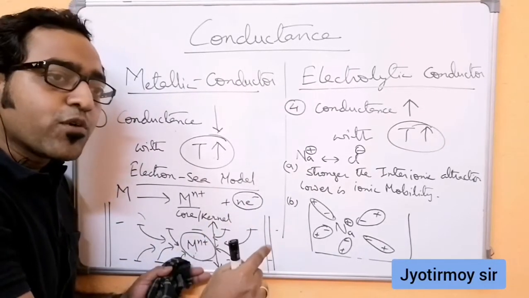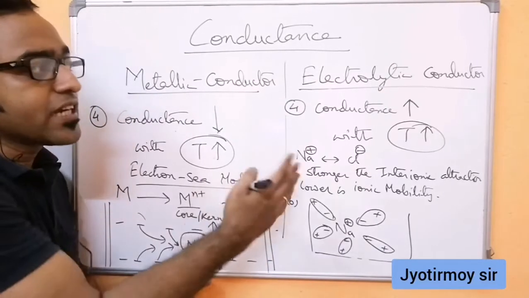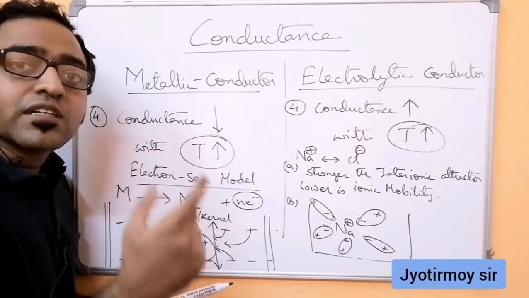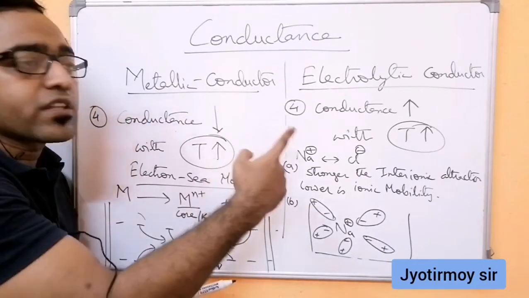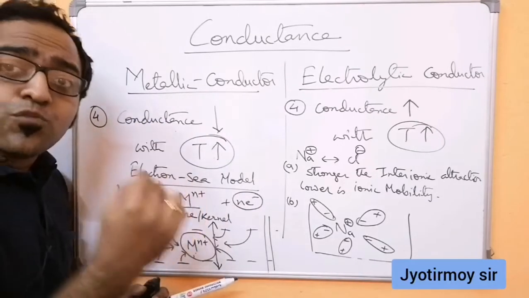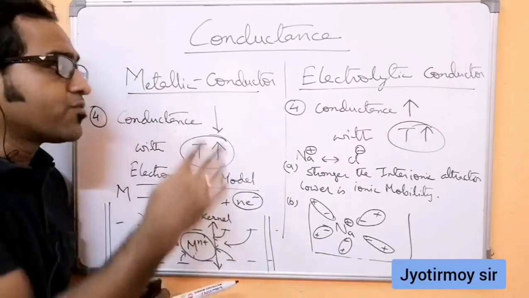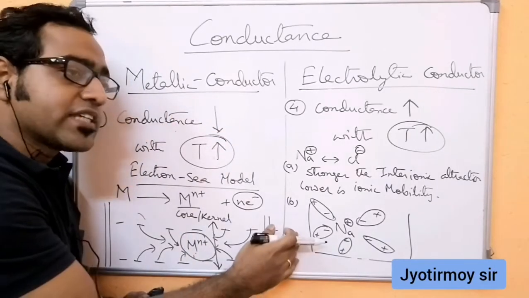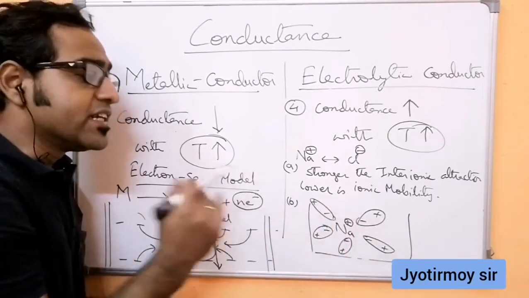So lower the ionic mobility, lower is the conductance, because in case of electrolytic conductor, it is the movement of the ion which is responsible for the conductance value. For metallic conductor, it is the movement of the electron which is responsible for the conductance value of the metal. So the second point is ion-solvent interaction.